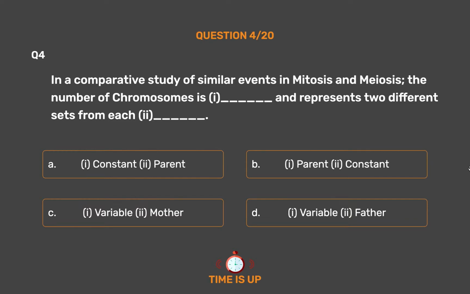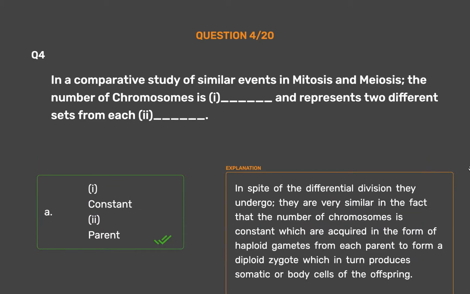The correct answer is option A, 1, constant; 2, parent. In spite of the differential division they undergo, they are very similar in the fact that the number of chromosomes is constant, which are acquired in the form of haploid gametes from each parent to form a diploid zygote, which in turn produces somatic or body cells of the offspring.